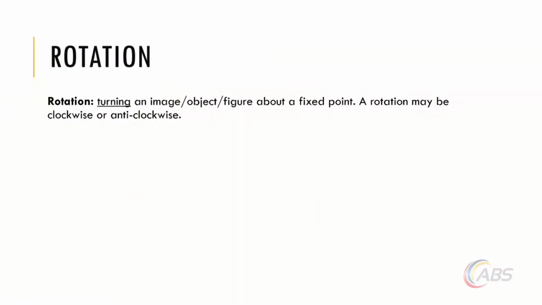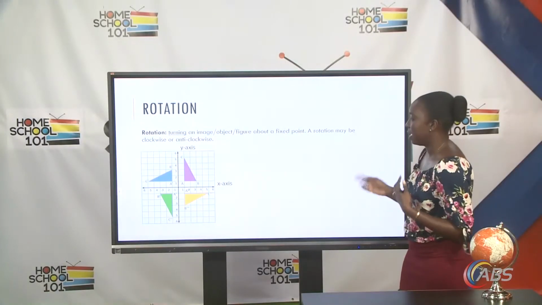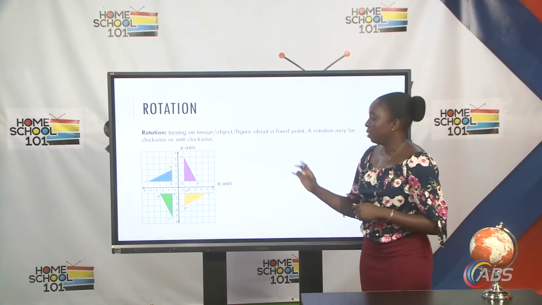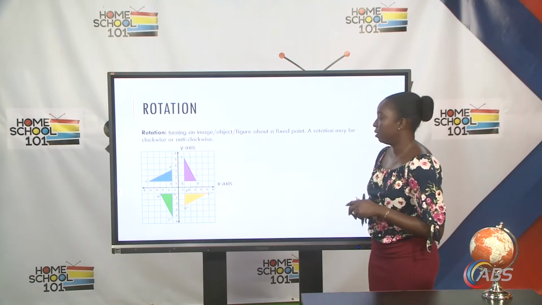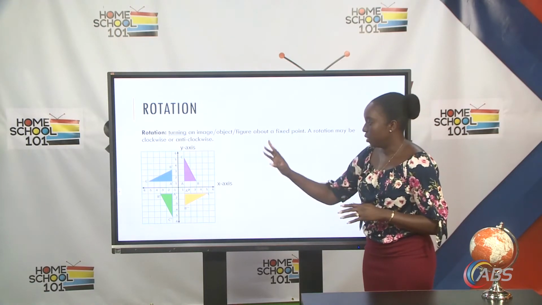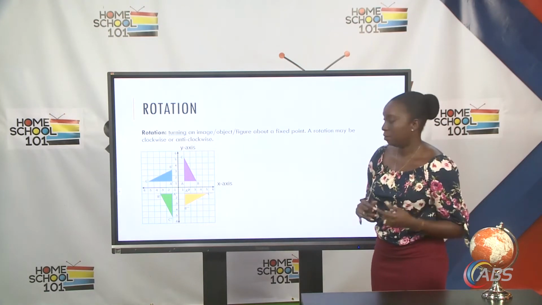Rotation. This is turning an image, object, or figure about a fixed point. A rotation may be clockwise or anti-clockwise, all right? So here we have a series of triangles. Always note your axes. It's important to label those.